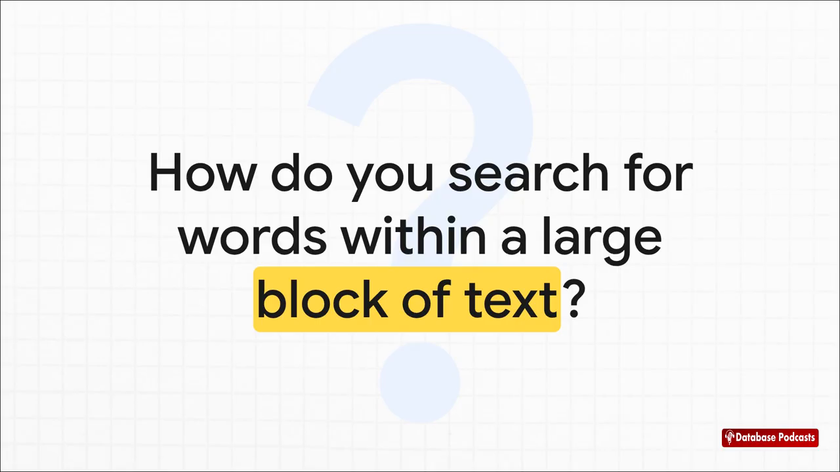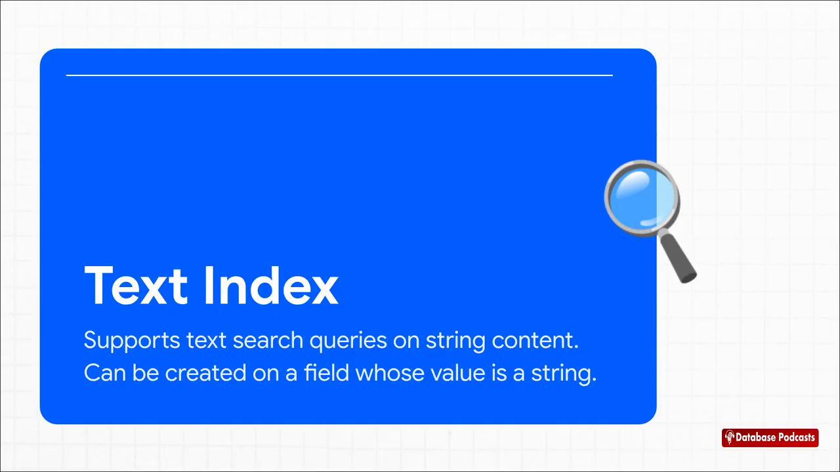So multi-key indexes are amazing for finding exact matches inside an array. But what if you're not looking for a specific tag? What if you need to find a single word, like learning, buried inside a huge block of text, like a blog post or a product description? A regular index is totally useless for that. Yep, but for that kind of job, you need a completely different tool, the text index.